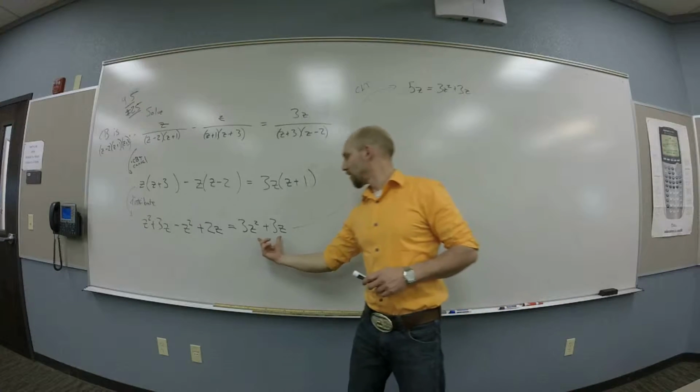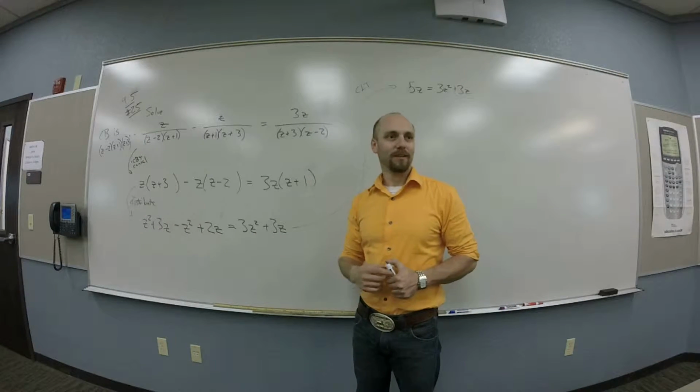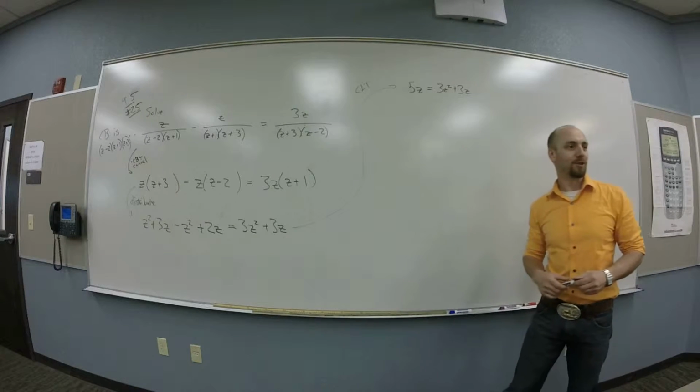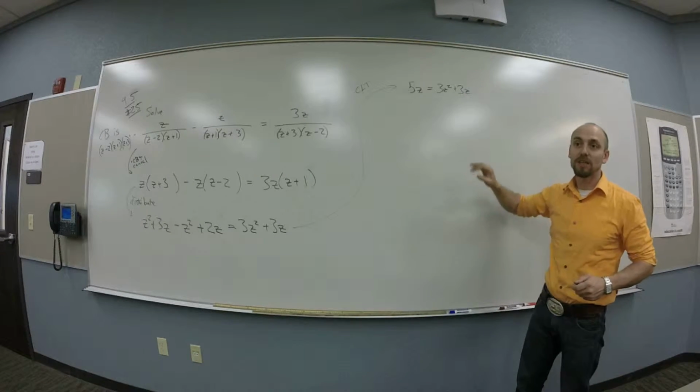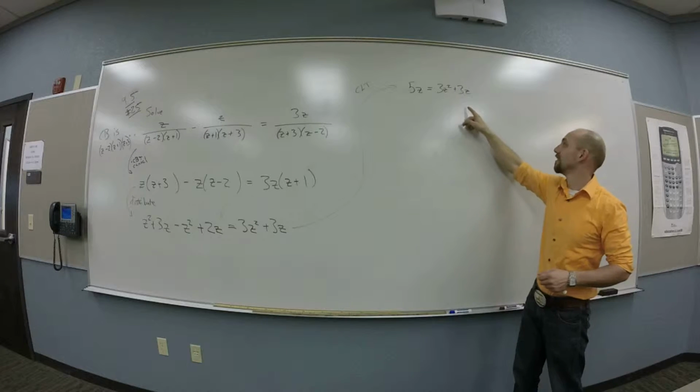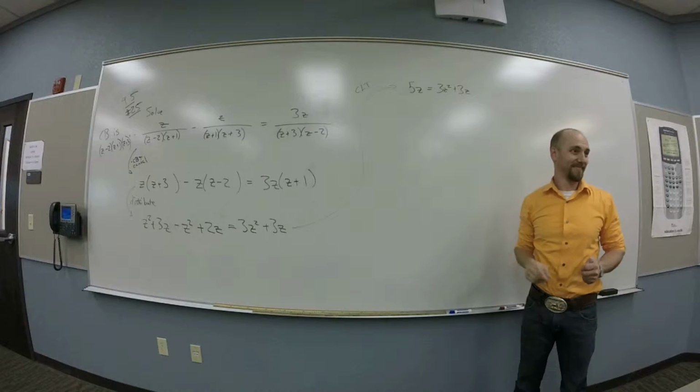Wait, I meant these two. Why can't you stick those together? Because it's a square. Because there's an exponent. Because they're not like terms, right? They're a z squared and a regular z. Or if we thought about functions, right? This one's a line and that one's a parabola.